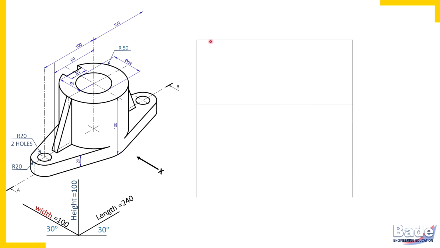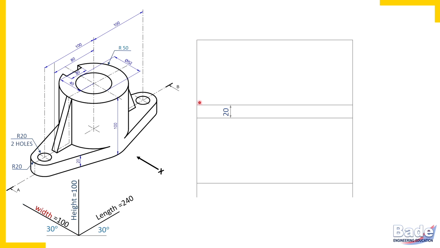This is rectangle. Length 240, height 100. Then length 240, we have projected for top view. Now leave some space between front view rectangle and top view rectangle, approximately 20 millimeters, and complete rectangle for top view. Which 2 dimensions you get in the top view? Length horizontal and width vertical. Width is 100. Which 2 dimensions you get in the front view? Length horizontal and height vertical.